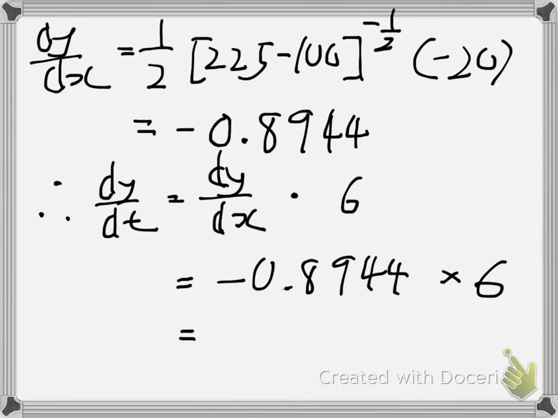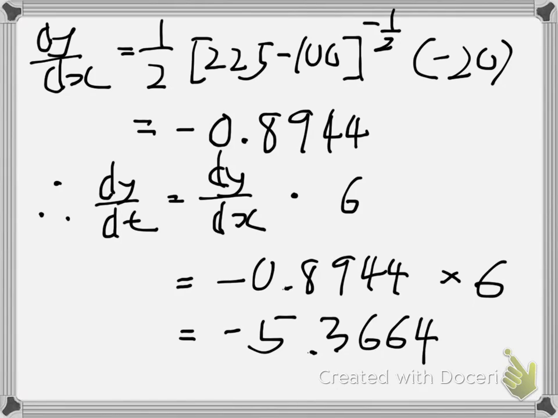And we are going to get, let me count, 0.8944 times 6 equals to minus 5.3664. I'm going to use 4 decimal places, so it would be more accurate. So this is our answer for the dy dt, and then we have to answer it out. Because this one is actually shown in negative velocity.